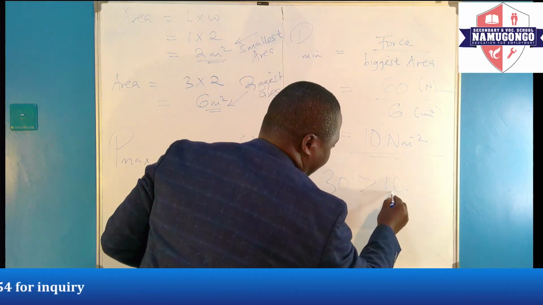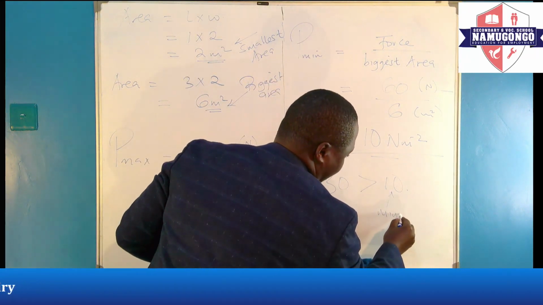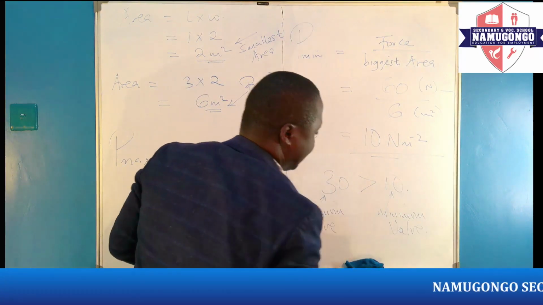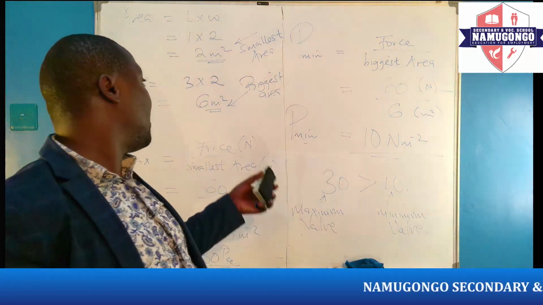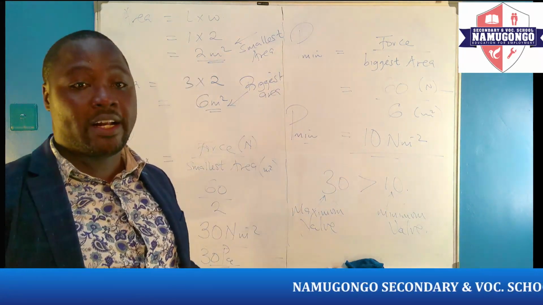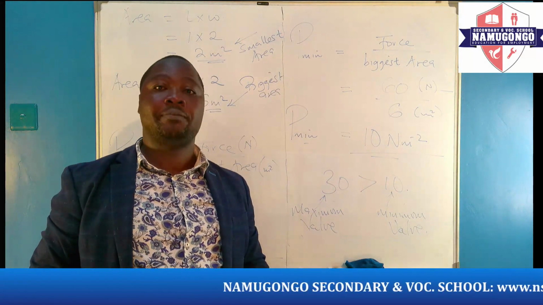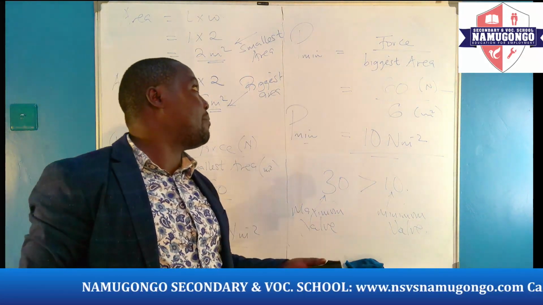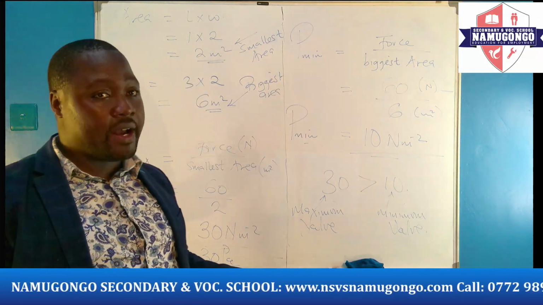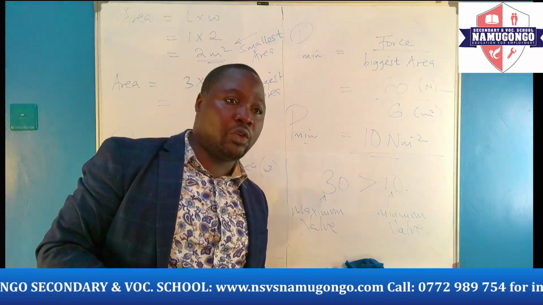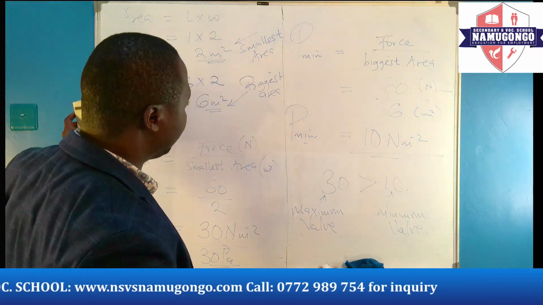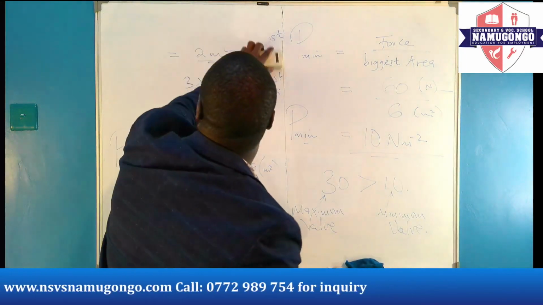And this 10 here is giving us a minimum value. So meaning that if you have to calculate the maximum pressure here, make sure that the area is very small. And if you are to calculate the minimum pressure, make sure that the area is bigger. So I'm going to do another example here. Example 2, so that you can understand very well.